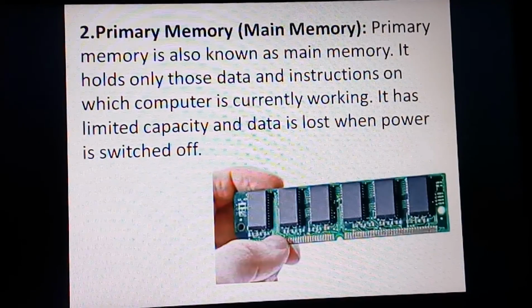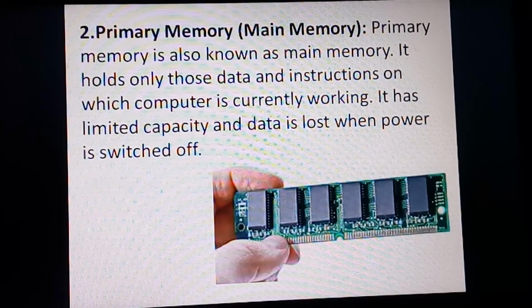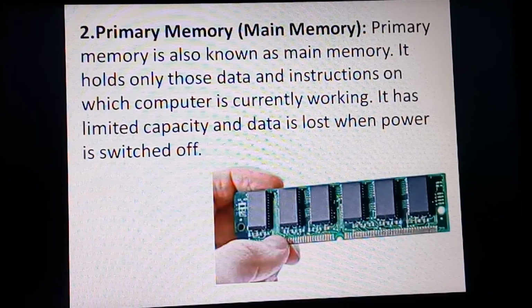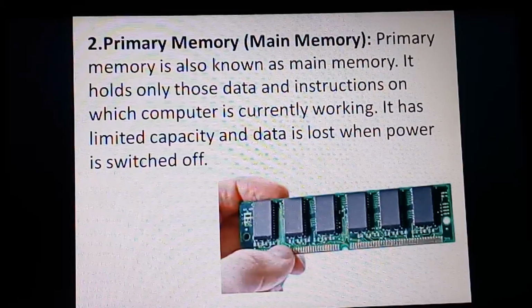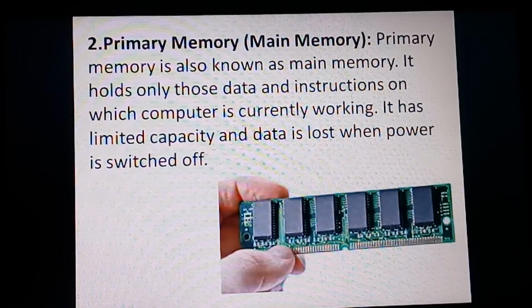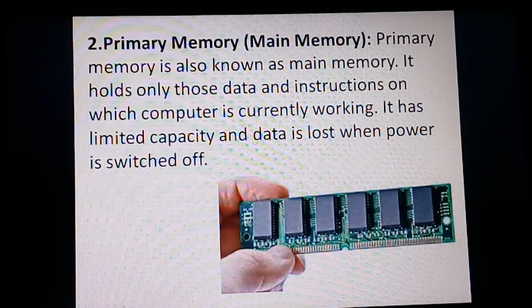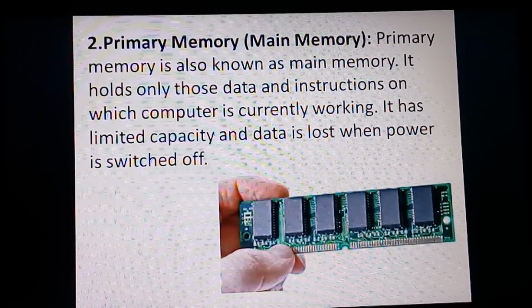The second memory is primary memory. Also it is called main memory. The primary memory is also known as main memory. It holds only those data and instructions on which the computer is currently working. Means it holds the important data on which the computer works. Just like it holds the operating system and stores the operating system data.